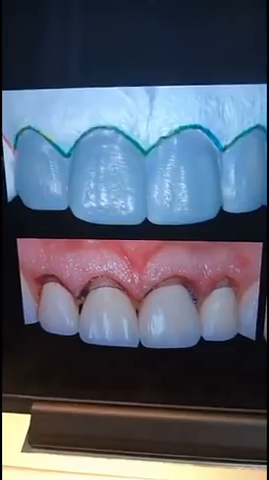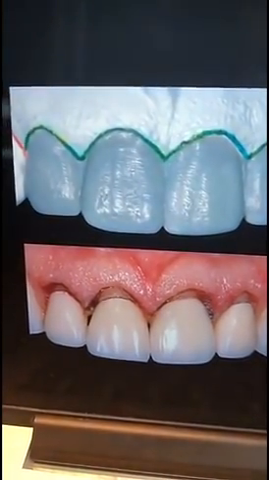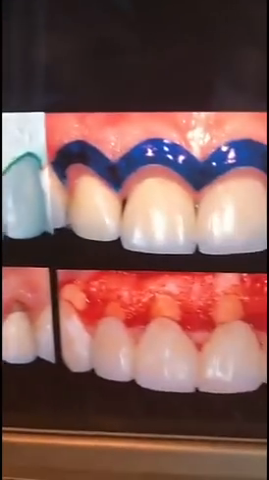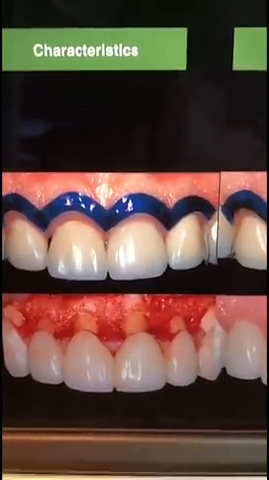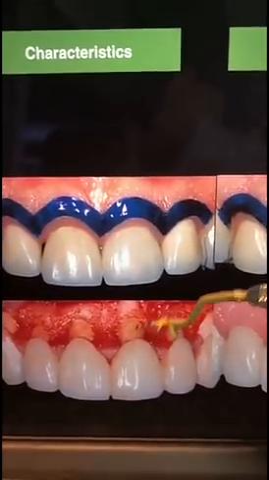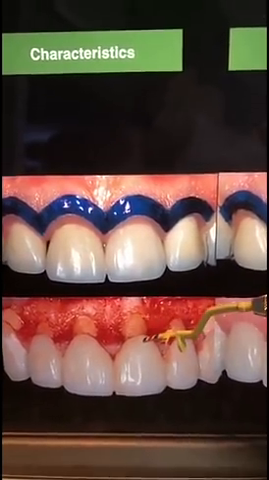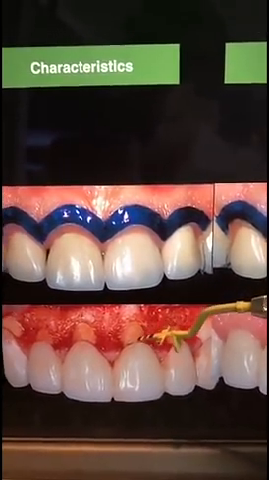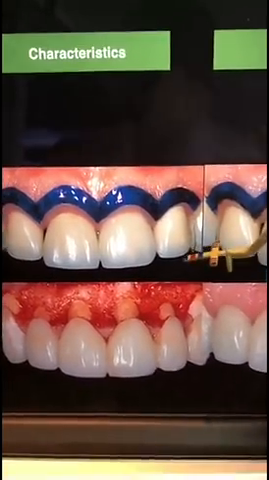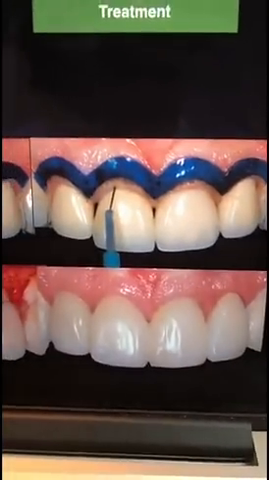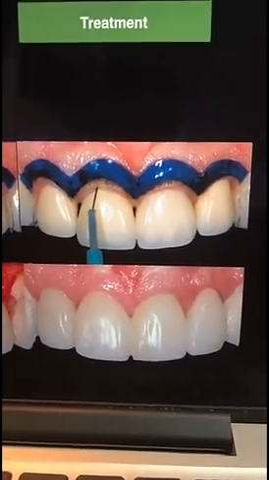I remove the tissue, and then the next step is I open a full thickness flap, and from this new crown margin, the normal distance should be 3 millimeters: 1 millimeter of sulcus, 1 millimeter of connective tissue, and 1 millimeter of epithelium. And this is the final result where we have very good long-term stability.